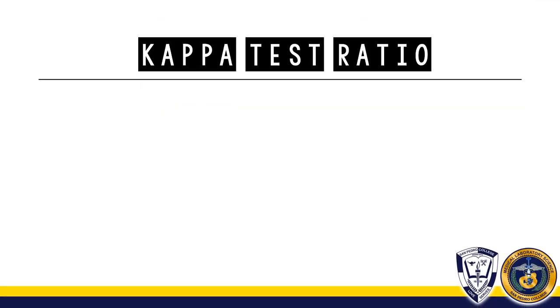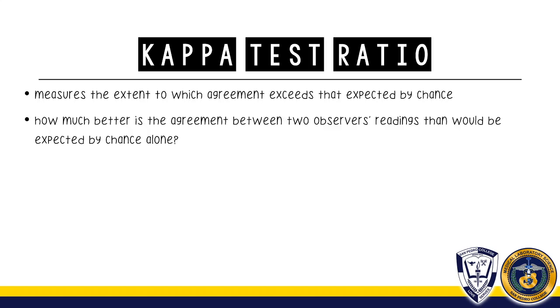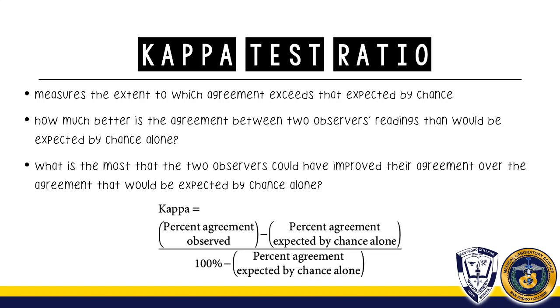Now we proceed to your kappa test ratio. Kappa measures the extent to which agreement exceeds that expected by chance. How much better is the agreement between two observer readings than would be expected by chance alone? What is the most that the two observers could have improved their agreement over the agreement expected by chance alone? Ma'am, what is this chance alone?